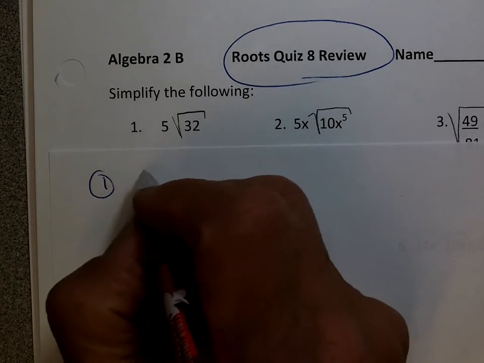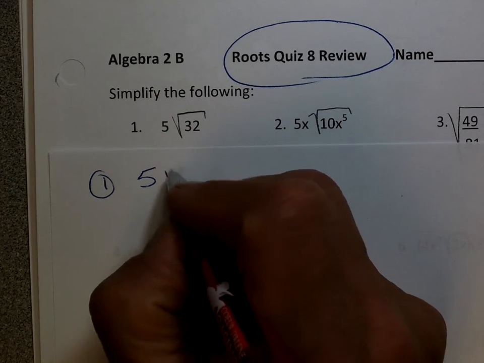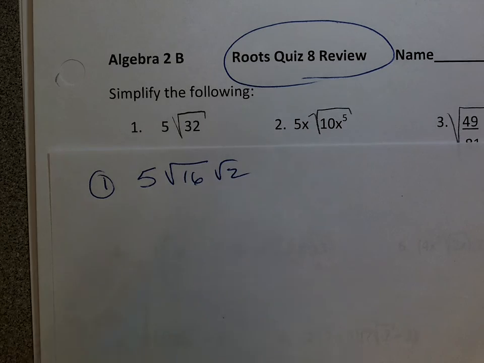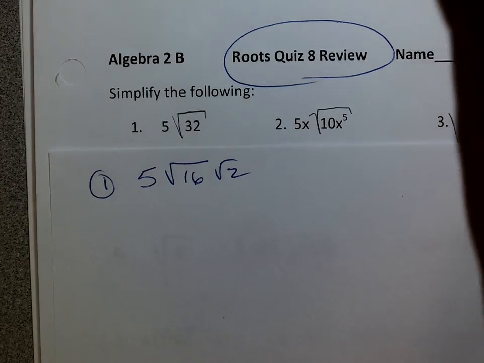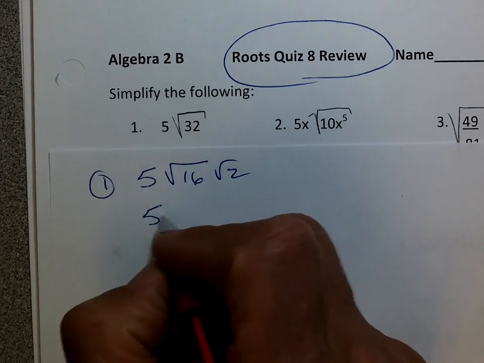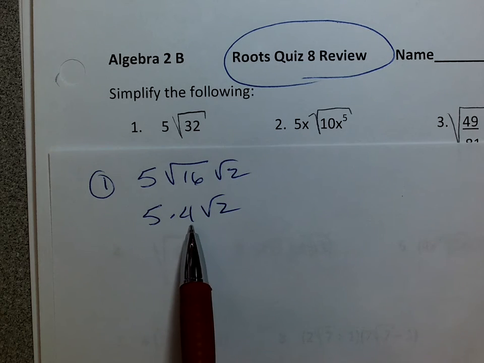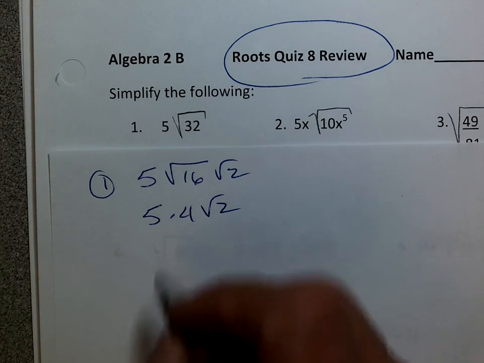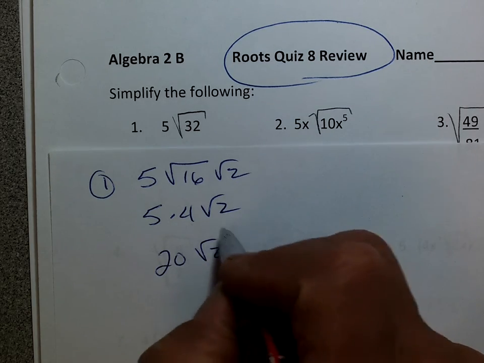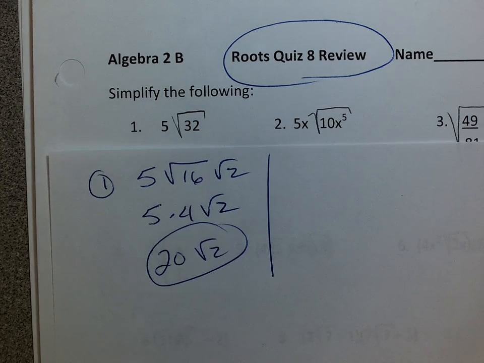Number 1, I'm going to break it up to 5 square root of 16 square root of 2, right? Because I know the square root of 16 is 4. 5 times 4 square root of 2. And you know what the little freshmen do? They then take the square root of 4, but don't do that because I already took the square root of 16, which is 4, right? So the answer is just 20 square root of 2. Bam, done, easy. You can do this.